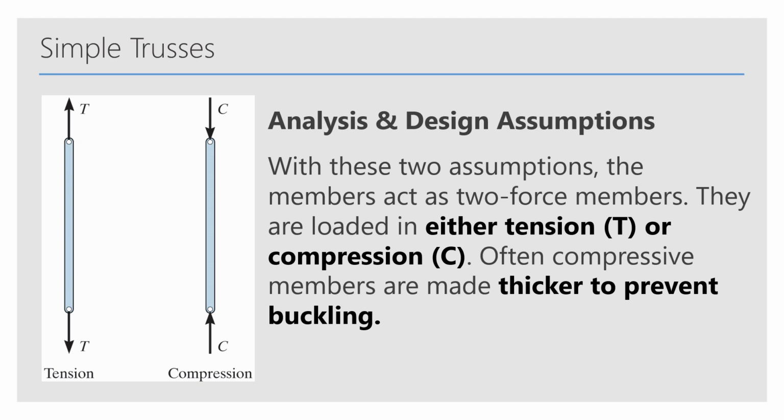The reason why compressive members are often built thicker is to prevent buckling. If you can imagine, take some type of noodle, like a string. If you compress it, you can imagine it snapping. And to prevent it from snapping or buckling, you normally make members that are feeling compression thicker.